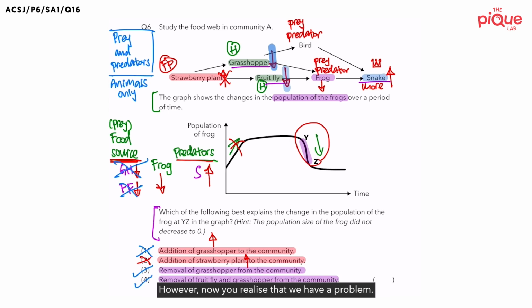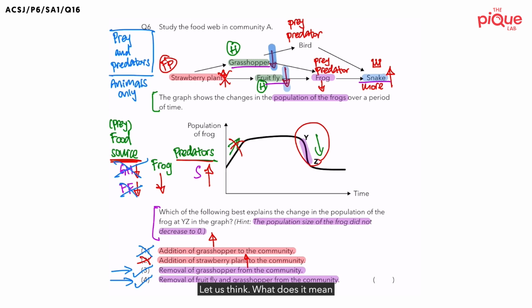However, now you realize that we have a problem. We have 2 possible answers and we can choose either from option 3 or option 4. So which one should we choose? Now, if you look back at the question, it does have a hint for us that says the population size of the frog did not decrease to 0. So what is the significance of this hint over here?